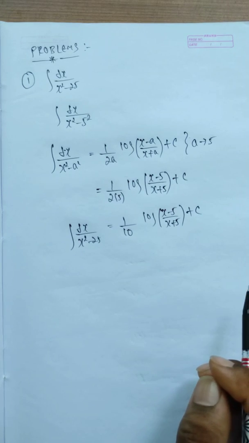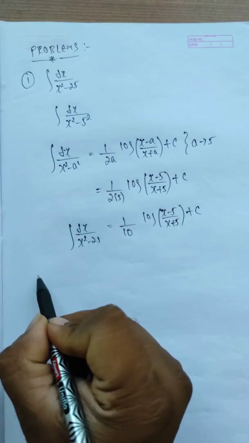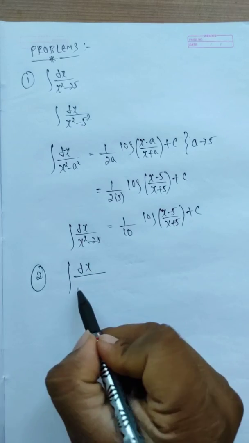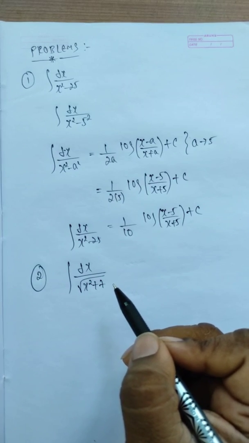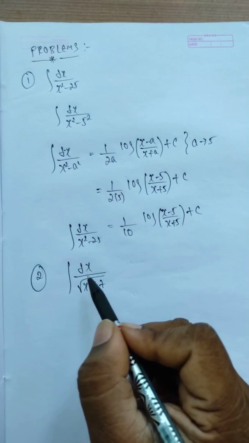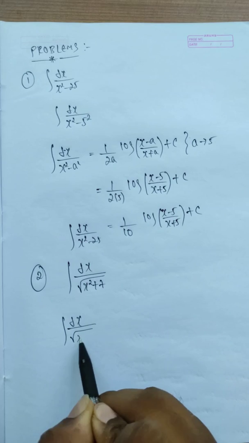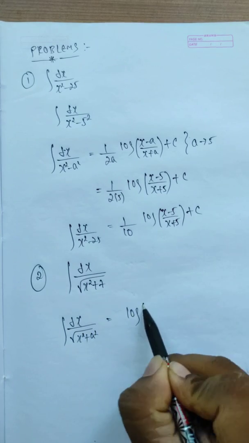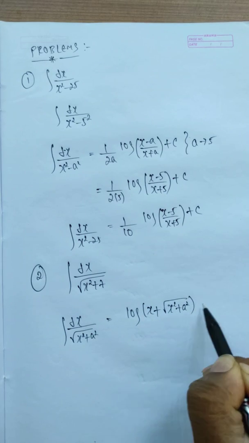Now we will go for the next problem. Integration of dx by root of x square plus 7. Is it clear? So integration of dx by root of x square plus 7. When you see this problem, it is in the form of integration of dx by root of x square plus a square. What is the integration of dx by root of x square plus a square? Log of x plus root of x square plus a square plus c.